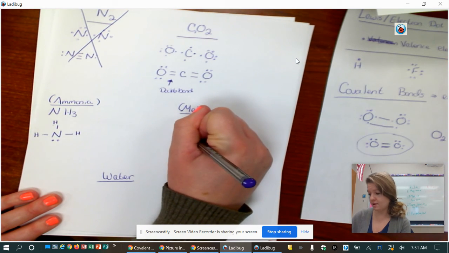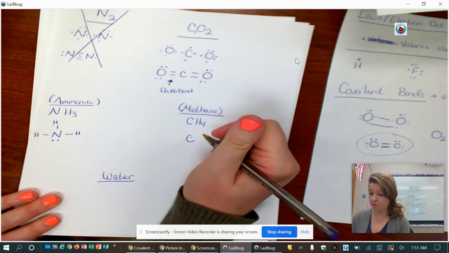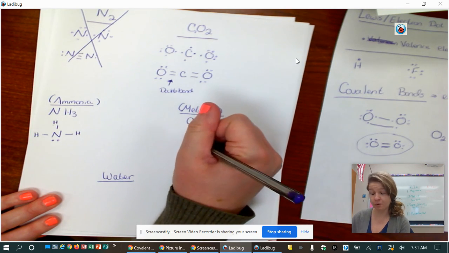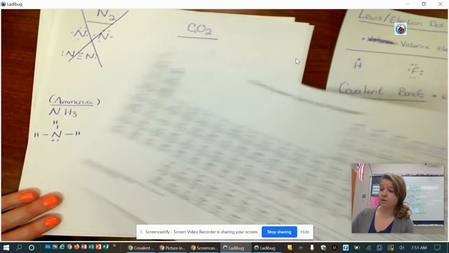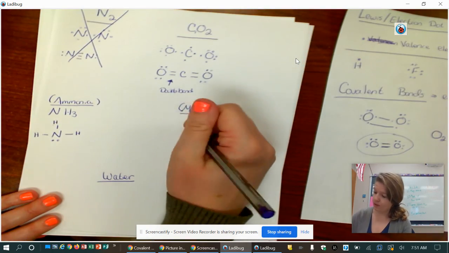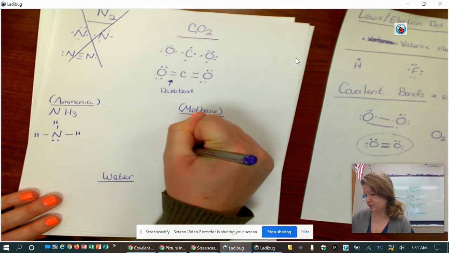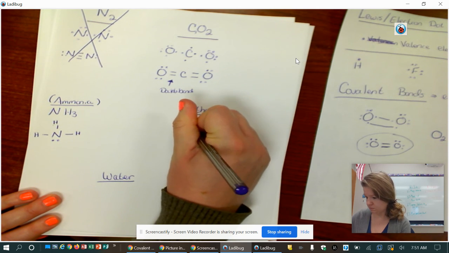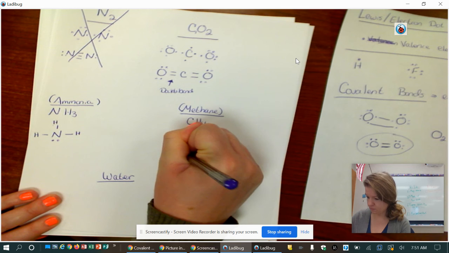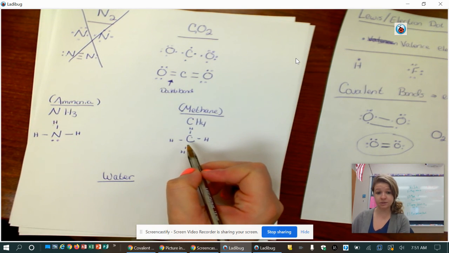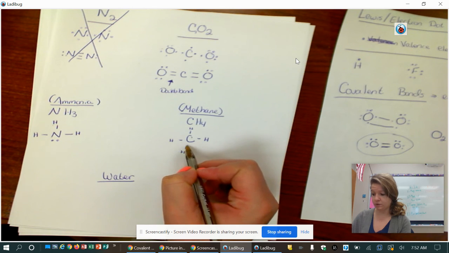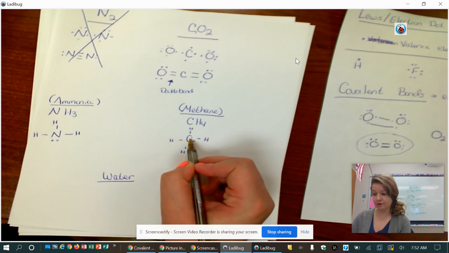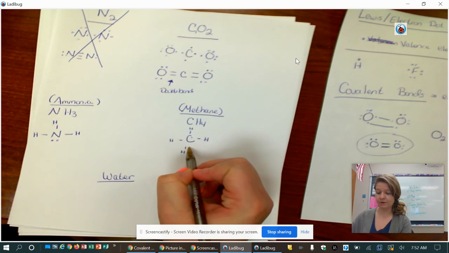CH4, kind of the same thing. We know that carbon needs 4, already has 4 electrons, because it's in group 14. So then we go back and put in our 4 hydrogens. Between the electrons that carbon has and the electrons that hydrogen has, we now have 8 around carbon. For each hydrogen, we have 2, because it shares them with carbon.